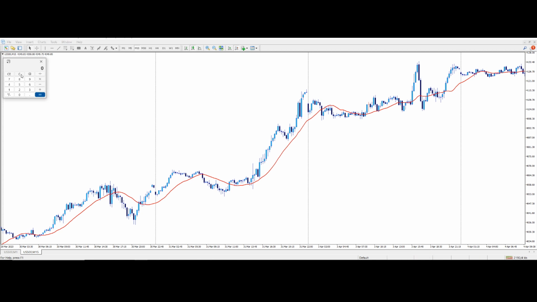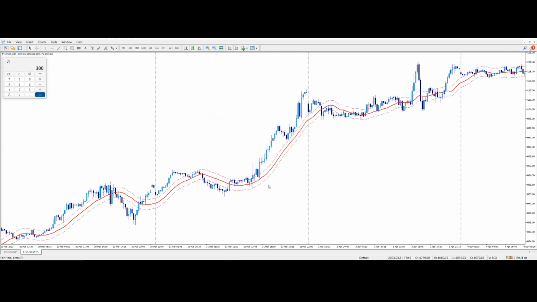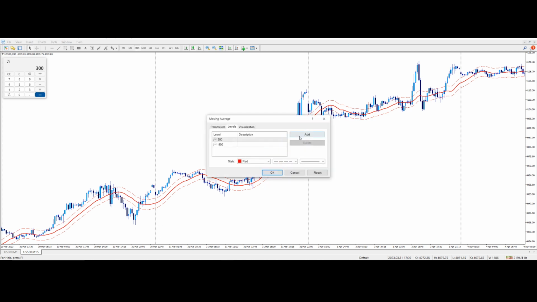I'm going to multiply the 20, which is the period of the moving average, by the 15 again. Okay, so doing this small formula, we have the 300, and let's see what the 300 gives us in terms of levels. So 300 and minus 300. Okay, and this is what we have. You can also have the double, and that will be 600 and minus 600.